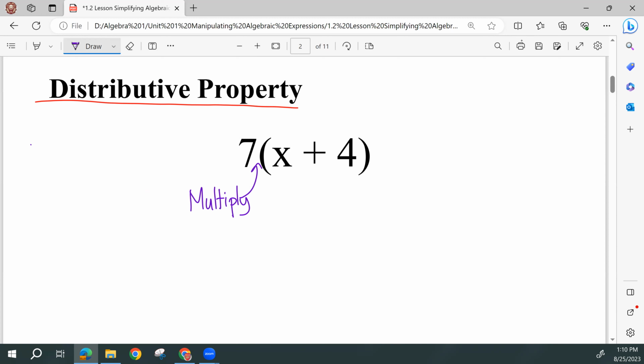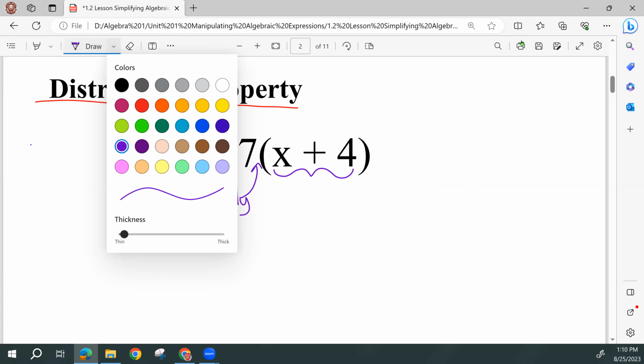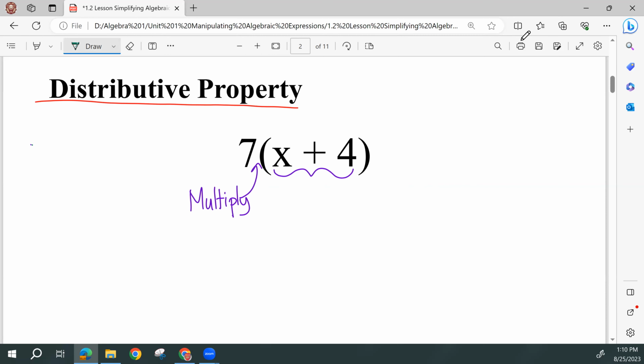And we have this sort of mini expression inside of the parentheses where we have this operation of addition. We're not allowed to add x plus 4 because one is a constant and the other one is a variable. But what we can do is multiply 7 times this expression x plus 4, and we do that by distributing the 7. That means we multiply every term, which we talked about in the last lesson, by that number that is outside.